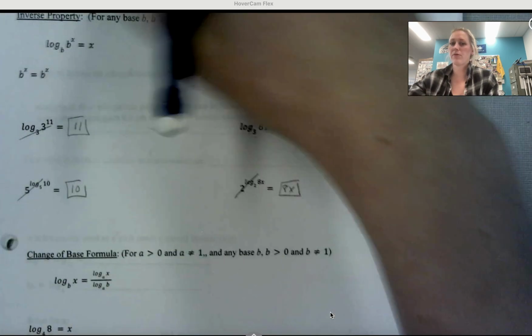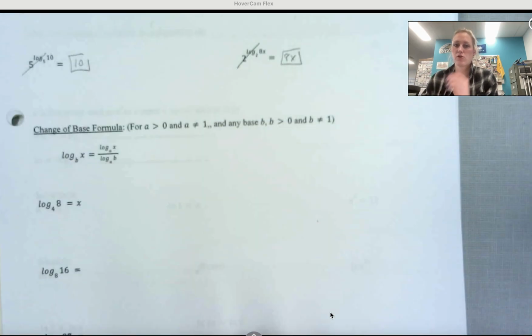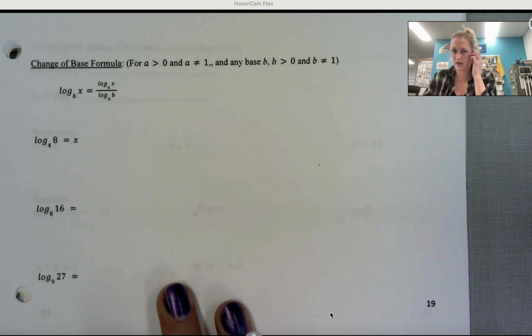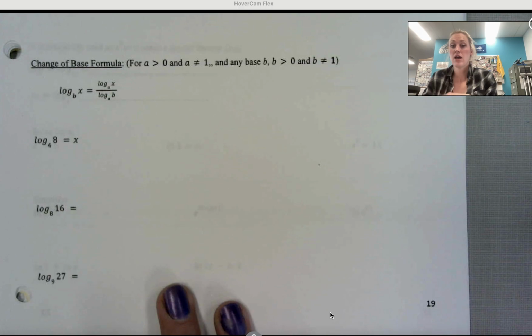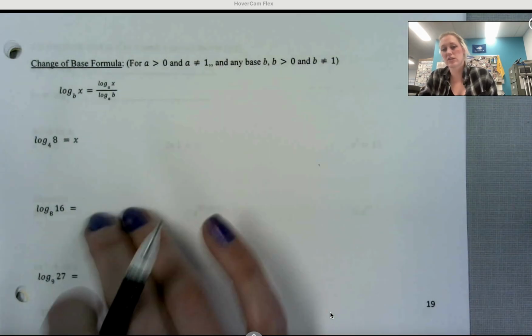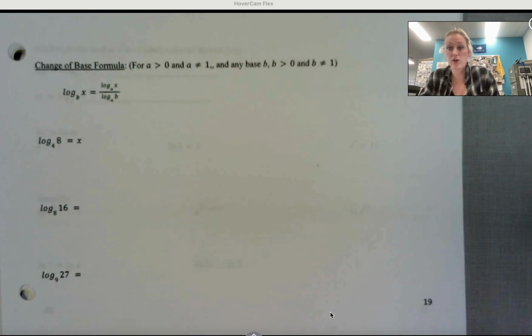Something to know, and I'm going to show you guys: these particular problems would be something that would show up on a no calculator portion of a quiz or test. But this is good to know also for calculator too. So I'm going to show you a couple things.